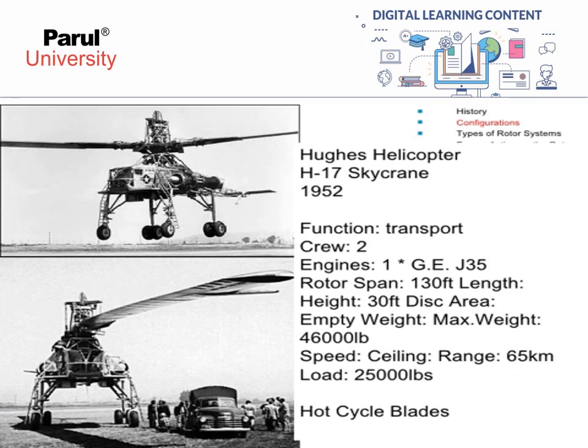Now the Hughes Helicopter H-17 Skycrane, 1952. Function is transport, crew is 2, and engine is 1 General Electric J35. Rotor span 130 feet, maximum weight 46,000 lb, range 65 kilometers, load is 25,000 lbs, and hot cycles we are using.